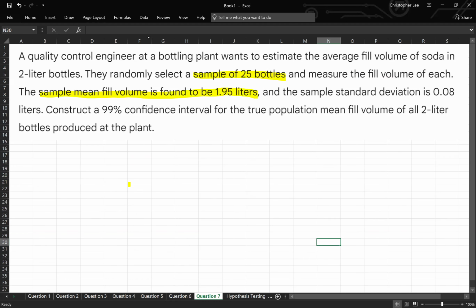And the sample standard deviation is 0.08. They want us to construct a 99% confidence interval for the true population mean fill volume of the 2-liter bottles produced at the plant. All right. Not bad, not bad.